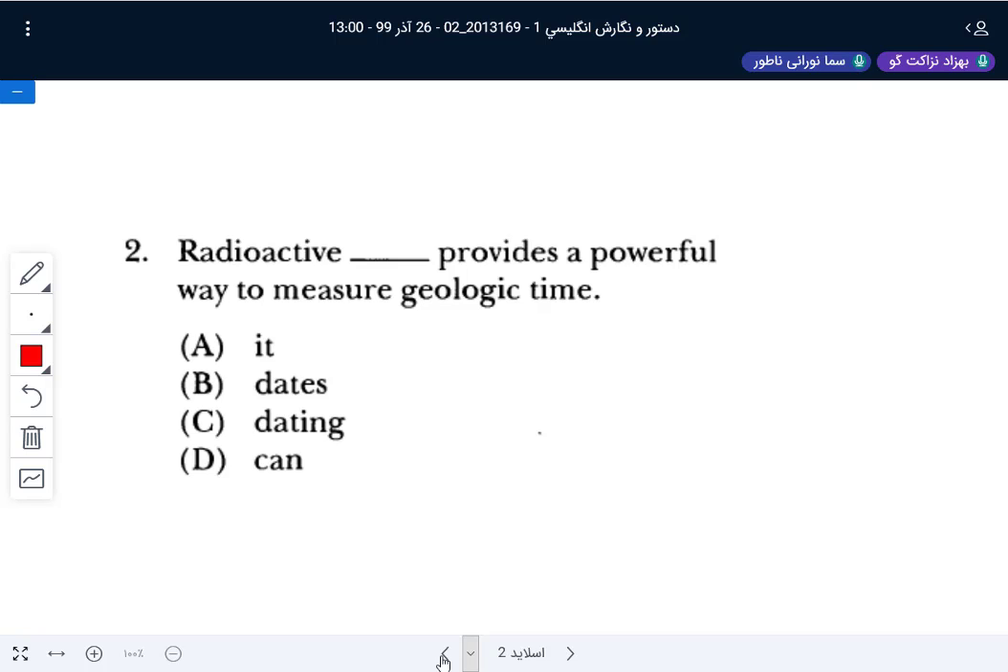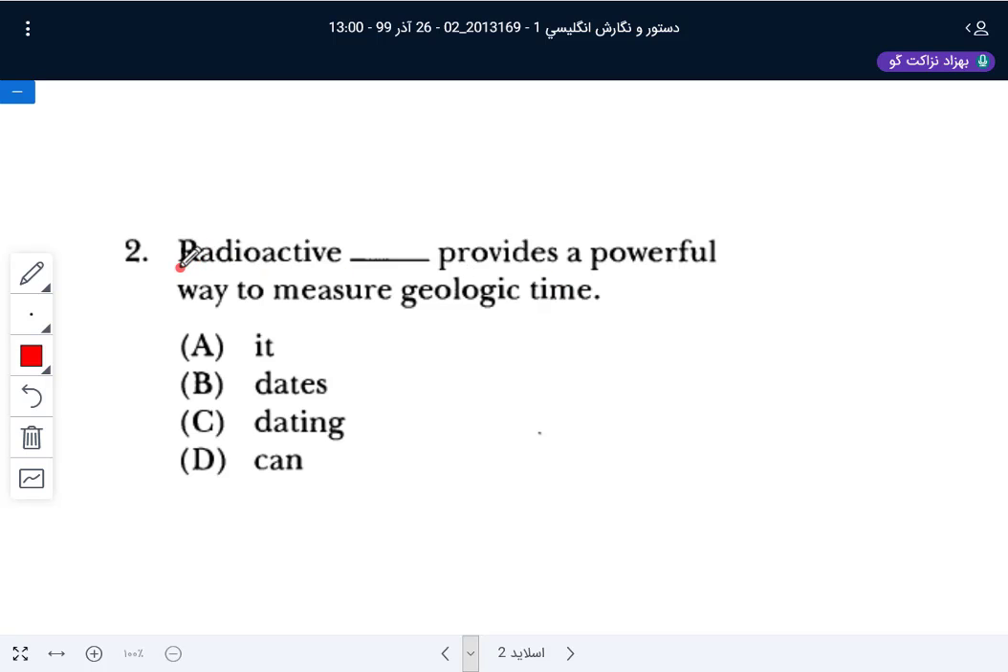Radioactive dating provides a powerful way to measure geologic time. Do you see any comma? I think it's C or D. Do you see any comma? No, there's no comma. So it can be again a simple sentence. We cannot say for sure that it is a simple sentence, but we can guess. So there is no comma.